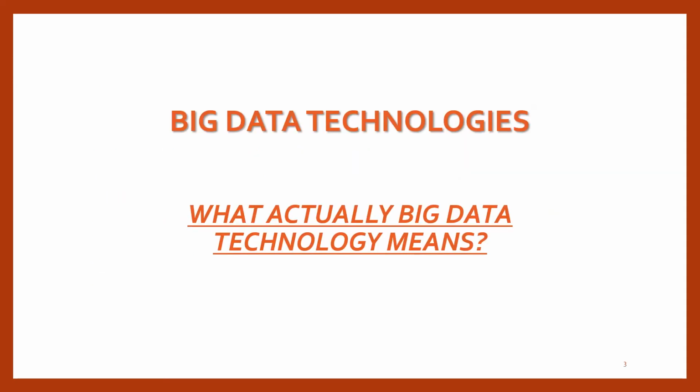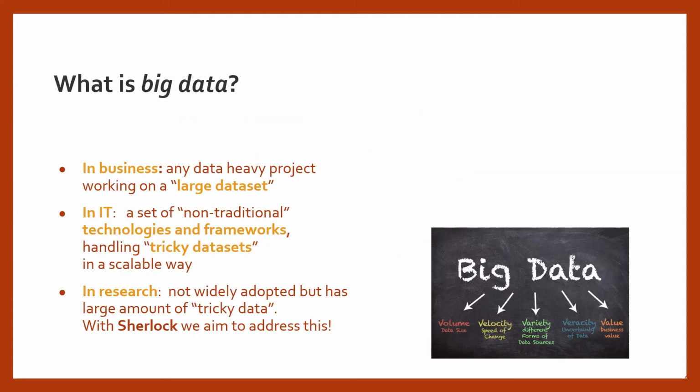But what does big data technology actually mean? The general definition is that big data is a field that treats ways to analyze, systematically extract information from, or otherwise deal with datasets that are too large or complex to be dealt with by traditional data processing software. But big data is not only about large datasets. It can also be about any dataset which is changing rapidly or needs to be transformed or cleaned, for example. In research, it is not widely adopted, but there is a large amount of tricky data, and with Sherlock we aim to address this.